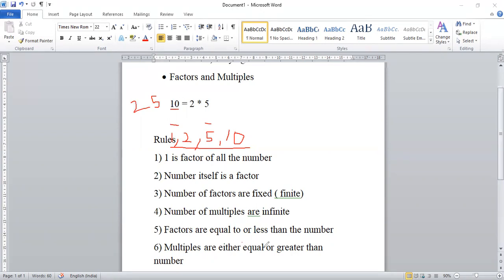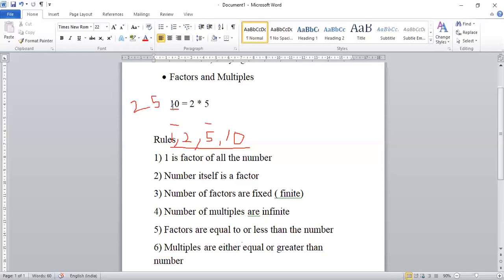Understood? How the sixth rule holds. See how. Let's consider 2. Whenever we multiply by 2, 2 ones are 2, we got an equal multiple. When we multiply 2 with other numbers, whatever answer we get is greater than 2. So 2 fives are 10, greater than 2. 2 threes are 6, greater than 2. 2 sevens are 14, greater than 2. So whatever multiples we get, they are either equal to or greater than that number.